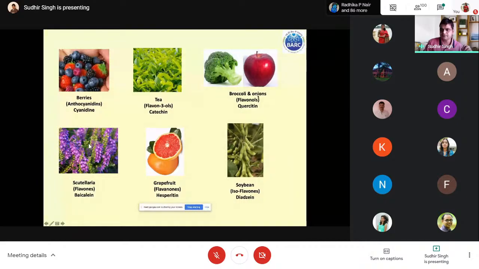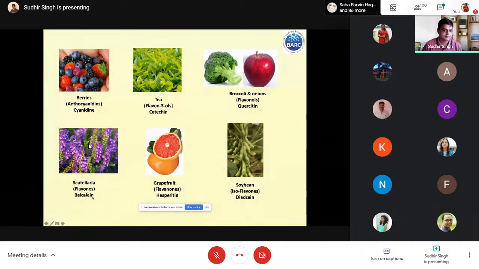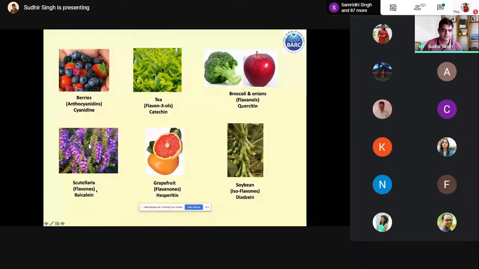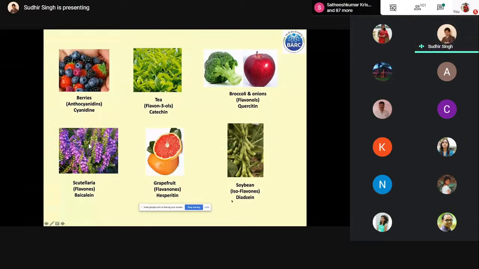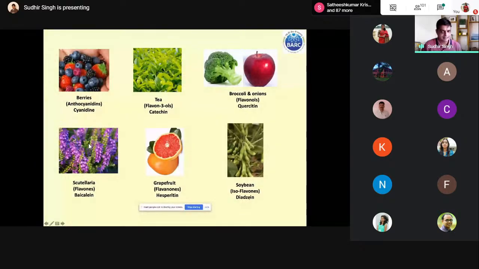Broccoli and onion again have the flavonol class, and the active compound that has been reported in them is quercetin. And then Scutellaria is also an example from where baicalin is commercially produced. It has the active compound flavones. This is grapefruit having naringin, and the soybean from where the isoflavone like genistein is commercially produced.